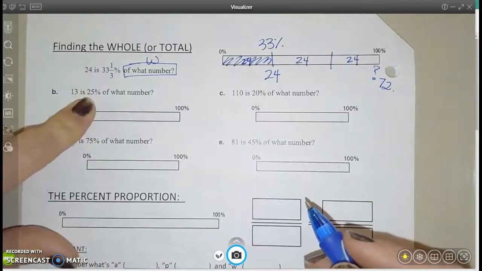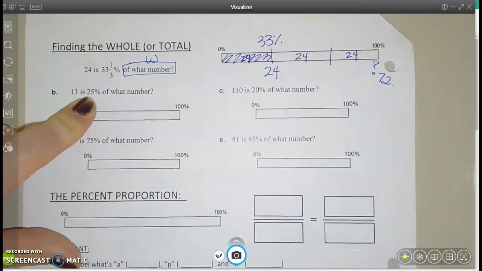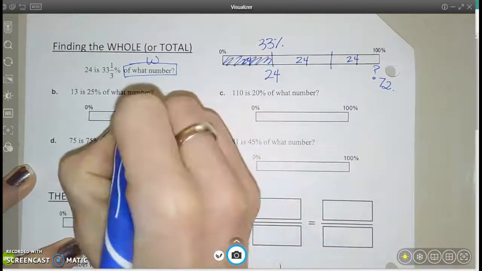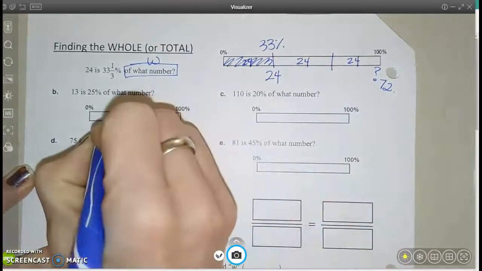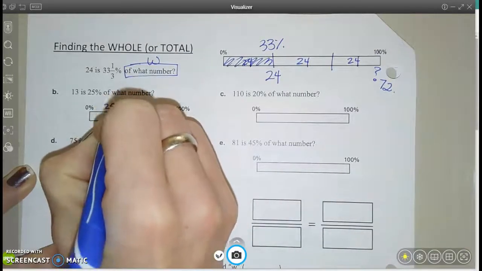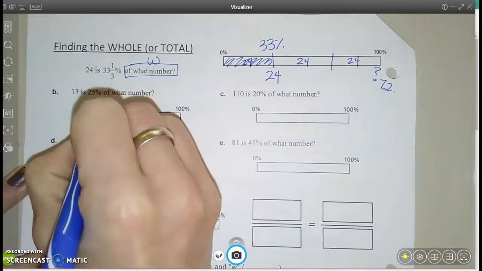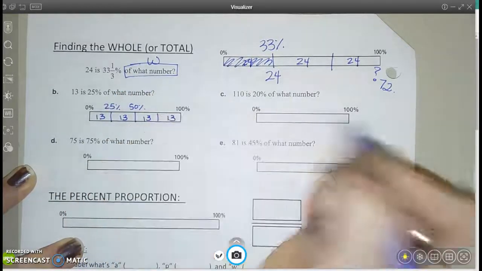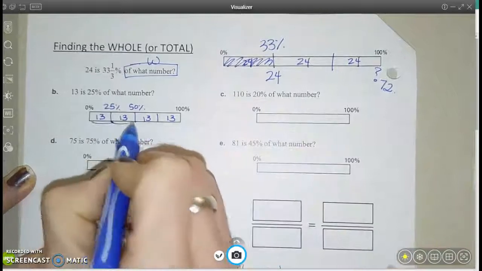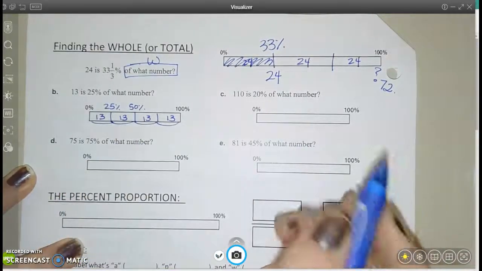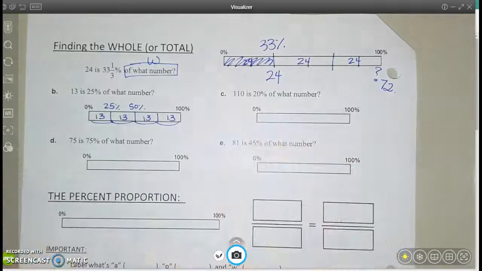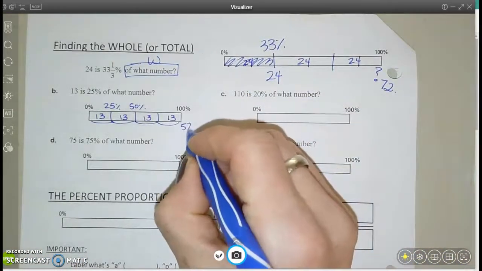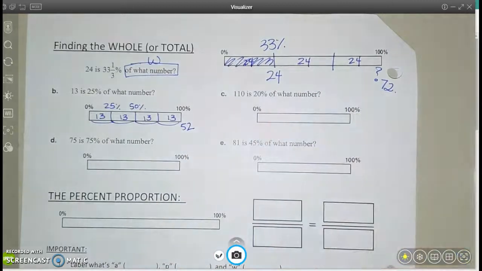Okay, let's try a couple more. 13 is 25% of what number? Well, so here's 50%. Here's 25%, right? A quarter of it. So if this is 13, 13, 13, 13, right? I could just put all those together to get my whole or my total. So 13 times 4, and I get 52 for my whole or my total.